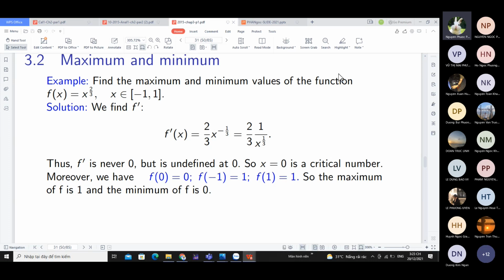That's why now we evaluate f of 0, f of minus 1, and f of 1. Minus 1 and 1 here are endpoints. 0 here is a critical number. Now compare them. Clearly, the maximum value is just 1, the minimum value is just 0, right? Is it clear, guys?